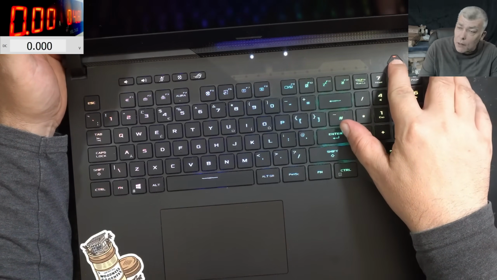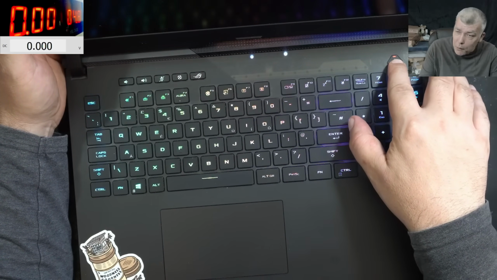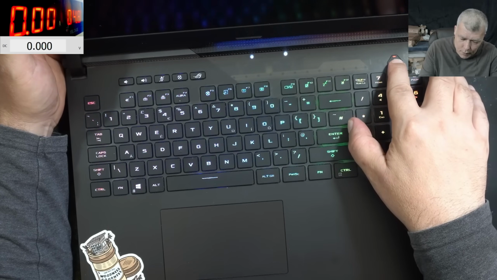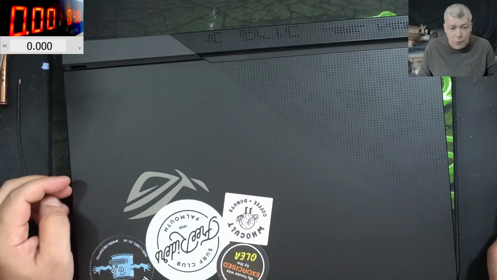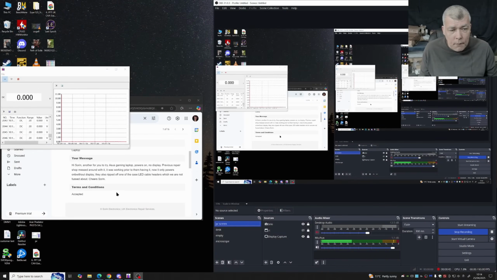Now, this laptop has a caused fault. Yes, someone caused the fault. The job is coming from a computer business. What the customer is saying: ASUS gaming laptop powers on, no display. Previous repair shop messed around with it. It was working prior to them having it. Now it only powers on without display. They also ripped off one of the case LED cable headers.